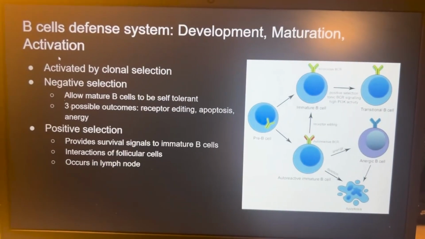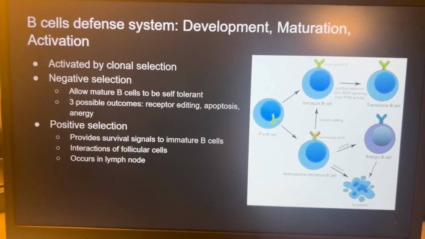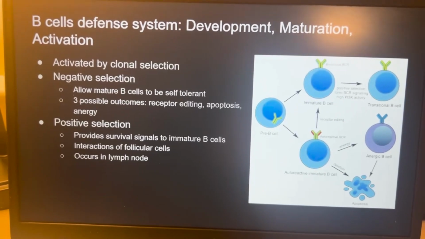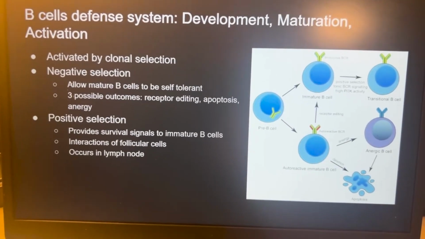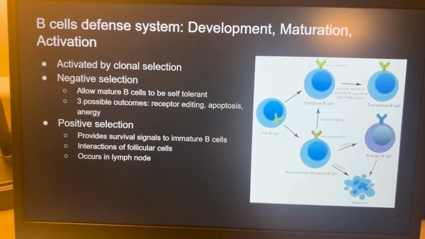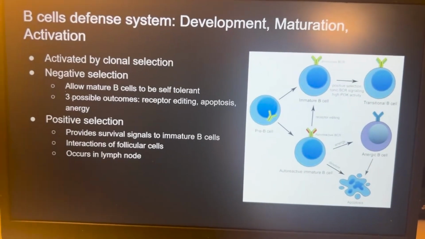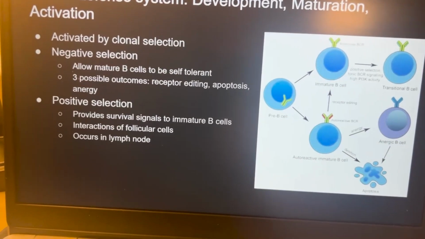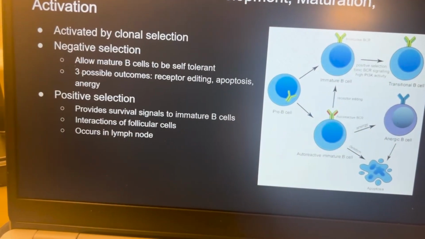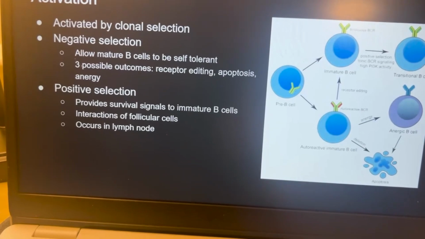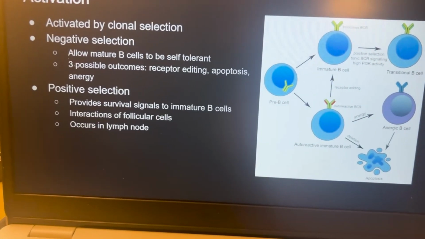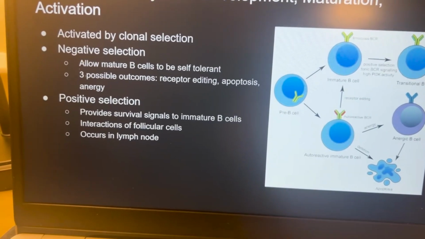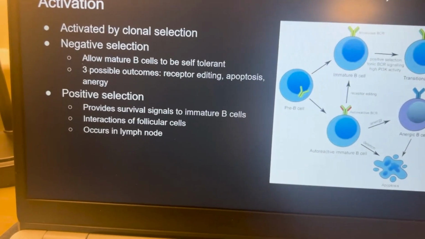B cells go through a developmental maturation and activation stage. B cells, once activated, undergo clonal selection where they proliferate into a bunch of cells. During development, there's negative selection and positive selection. Negative selection ensures that they do not bind to self-antigens within our body, causing an autoimmune response. Three possibilities of this are receptor editing, apoptosis, and anergy. Positive selection ensures that when immature B cells leave the bone marrow, they get the important factors that they need to survive.